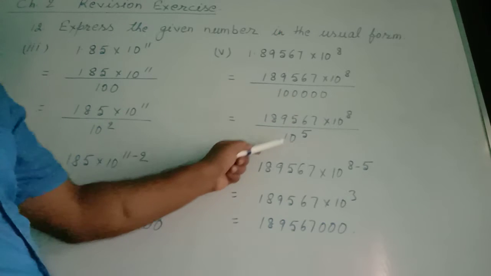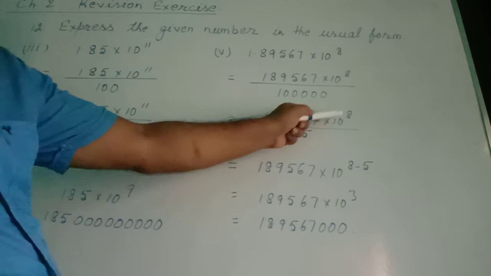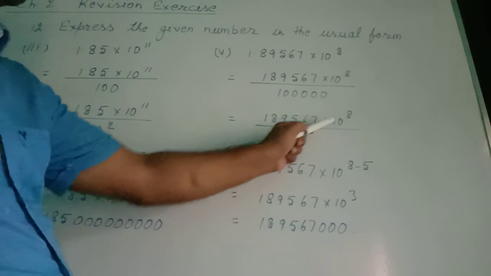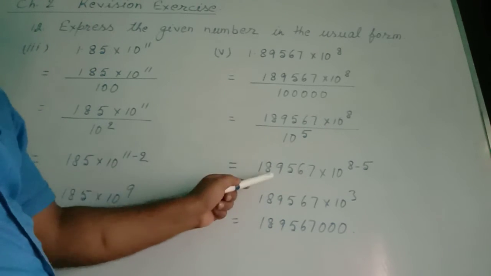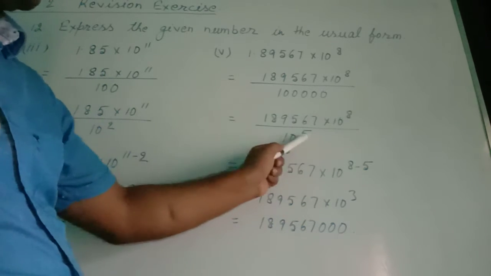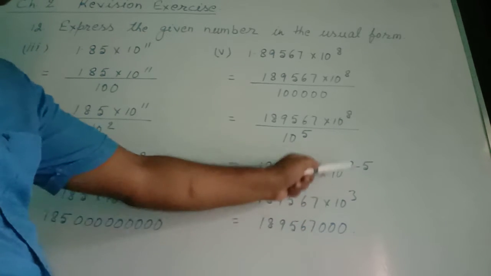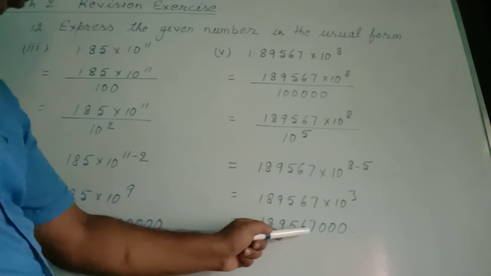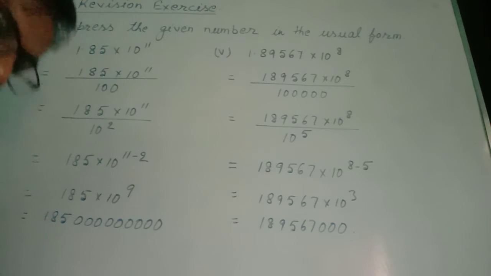This denominator we can write as 10 to the power 5, and the numerator is same, 1.89567 into 10 to the power 8. These bases are same, and these two are in the form of division, so the powers will be subtracted. For that I wrote 1.89567, that is carried from here, and 10 to the power 8 minus 5 equal to 1.89567 into 10 to the power 3. So 000 will come. 1.89567 for 10 cube I wrote here this 000. That is the answer.